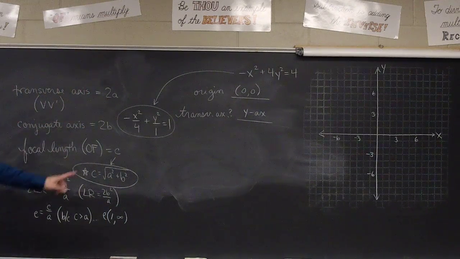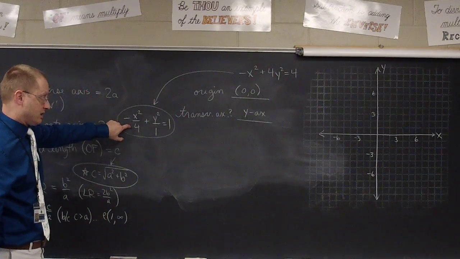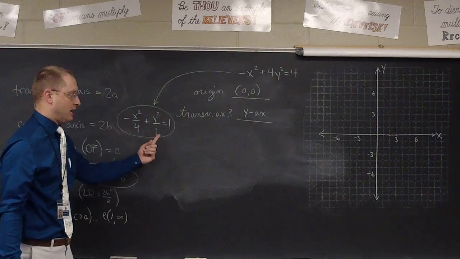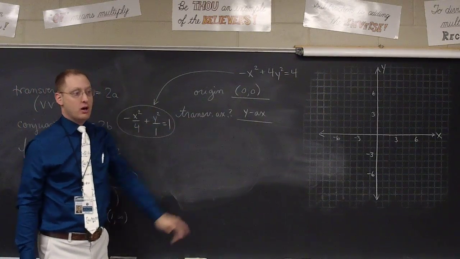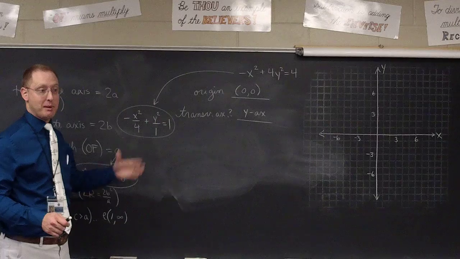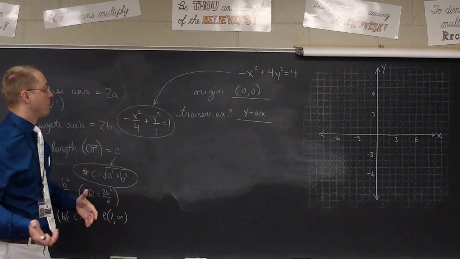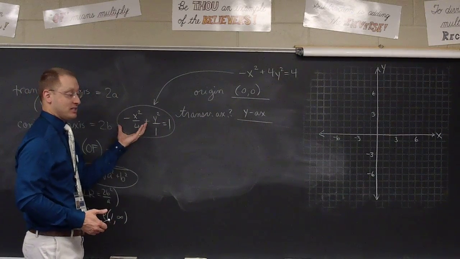Notice, although the number is bigger under the x, it doesn't matter. The y has the positive, the y is transverse. For an ellipse, they're both positive, so you have to make a determination based on size. Here we make a determination based on positive or negative.